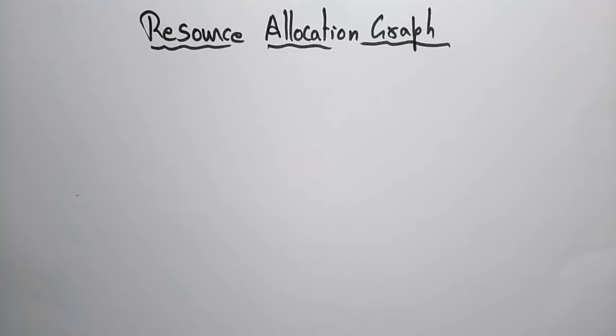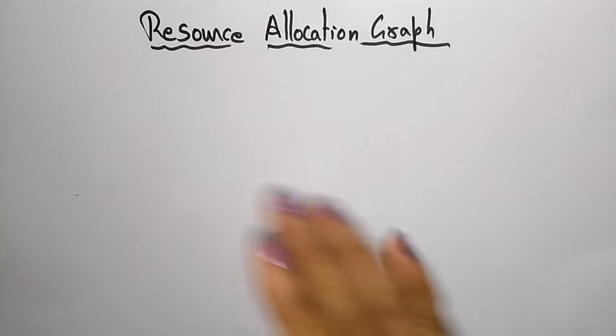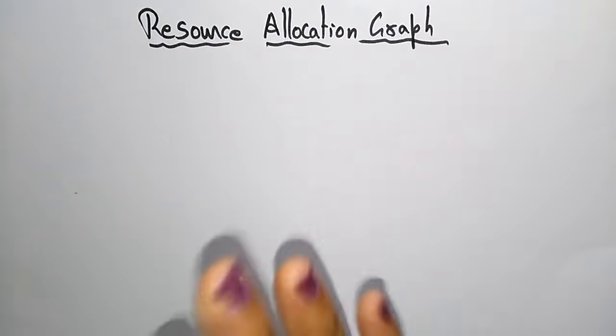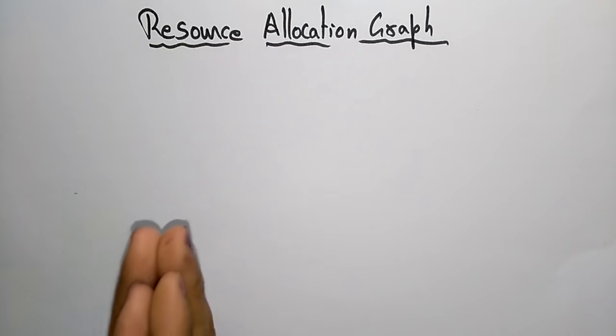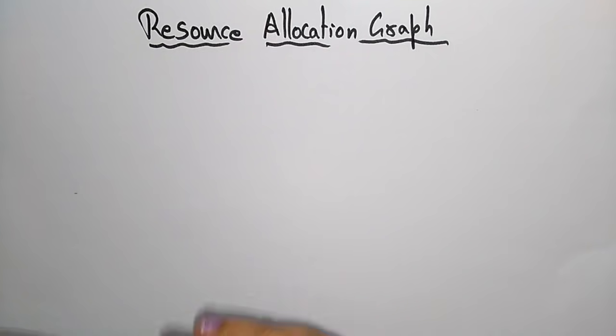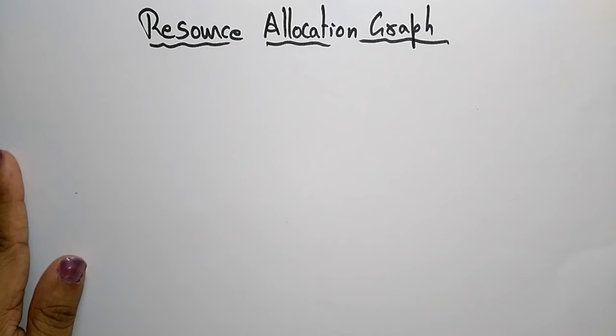Hi students, coming to the next topic, that is a resource allocation graph. So what is this resource allocation graph? Resource allocation means we are allocating the resource to each process. So if you are allocating the resource to a process, how is it going to be arranged in the graph model? Now let us see.